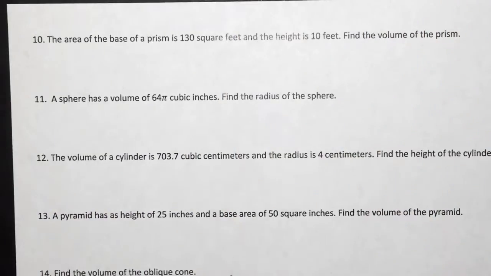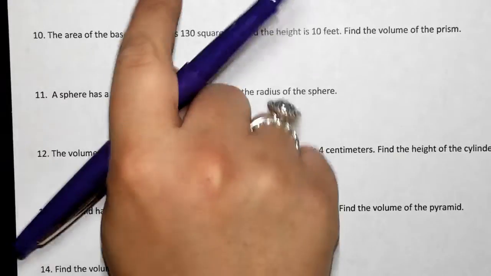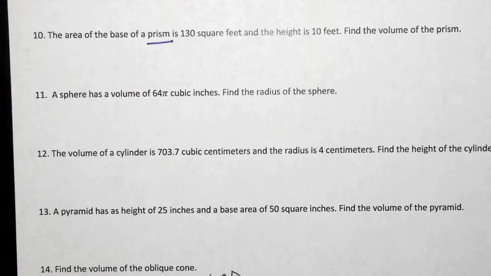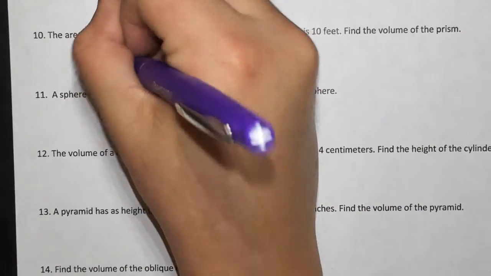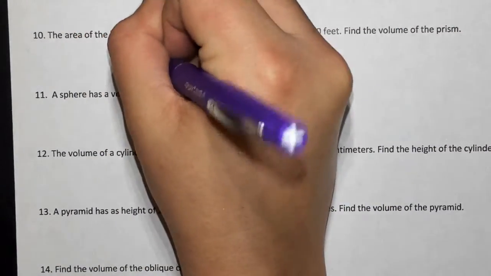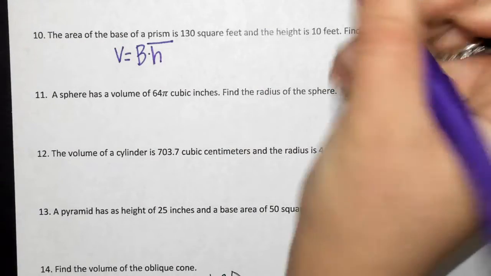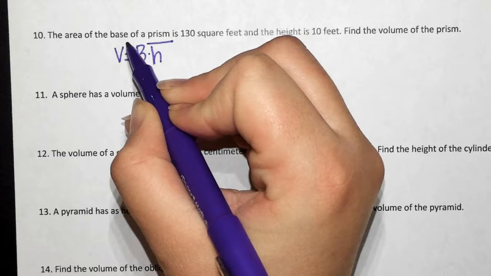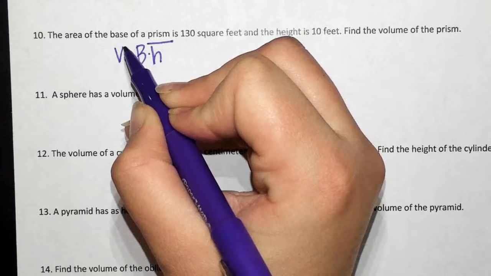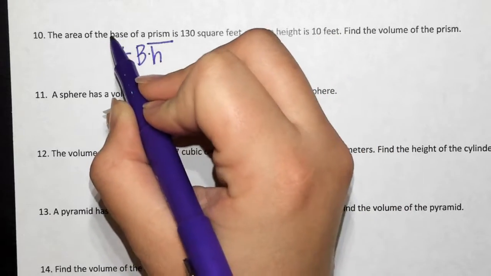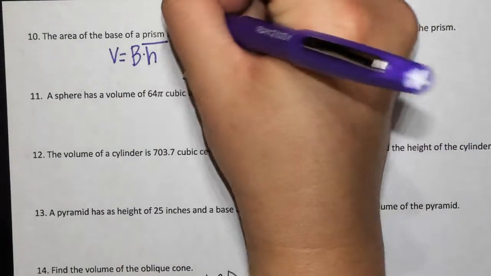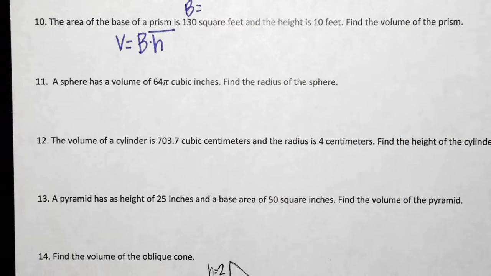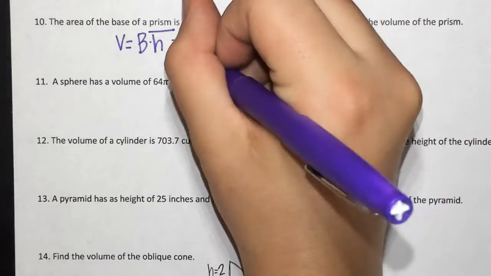Now, let's start with number 10. Don't overthink this just because there's words. The area of the base of a prism. Prism, write down the formula for prism right now. V equals what? Big B times little h. The area of the base. It just gave you big B. And the height is 10. Is that all we need? Big B and 10? Yes. Okay, we'll plug them in and you have your answer.